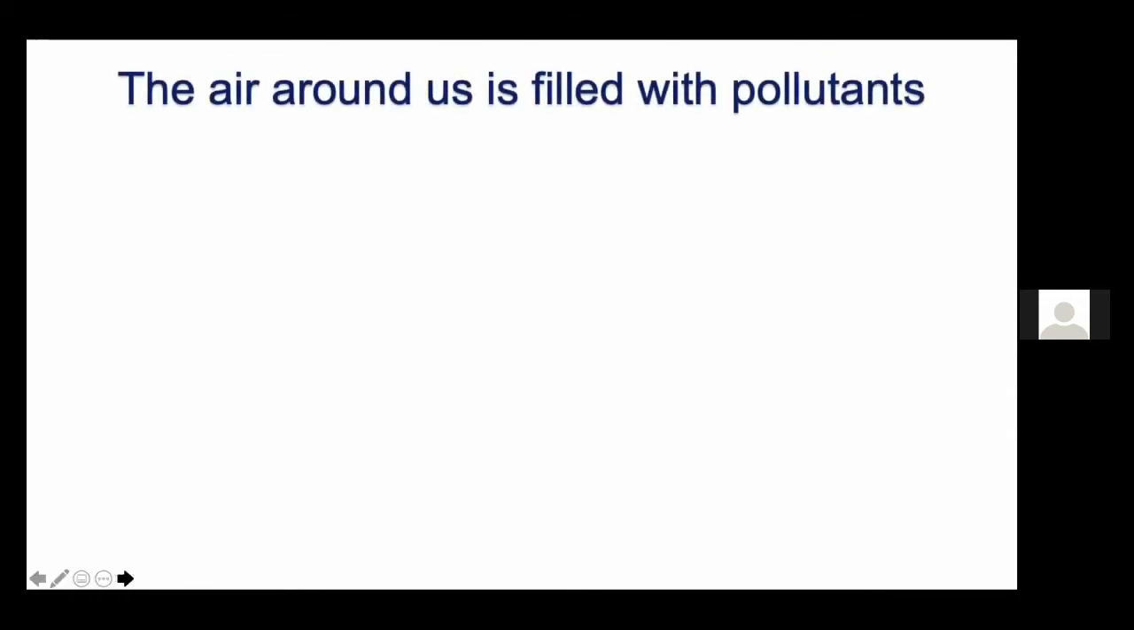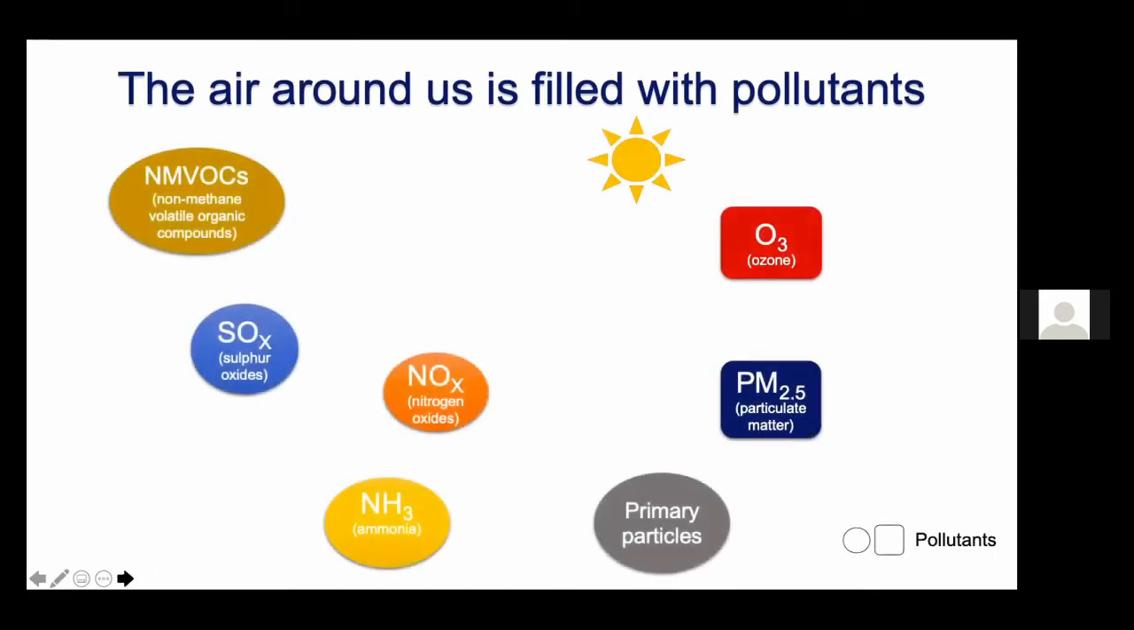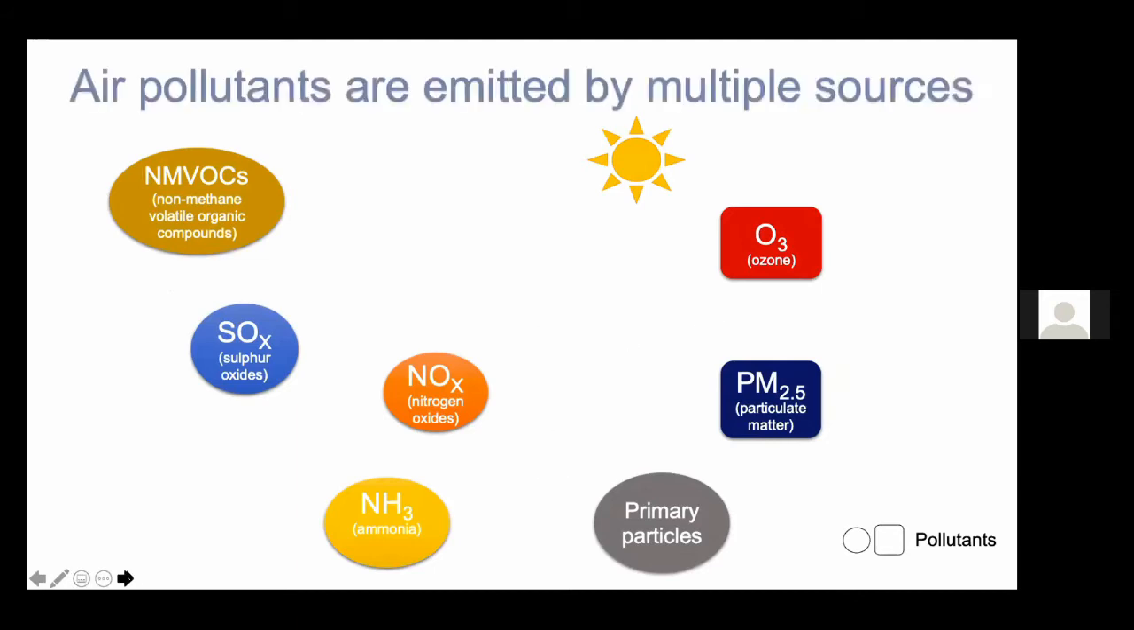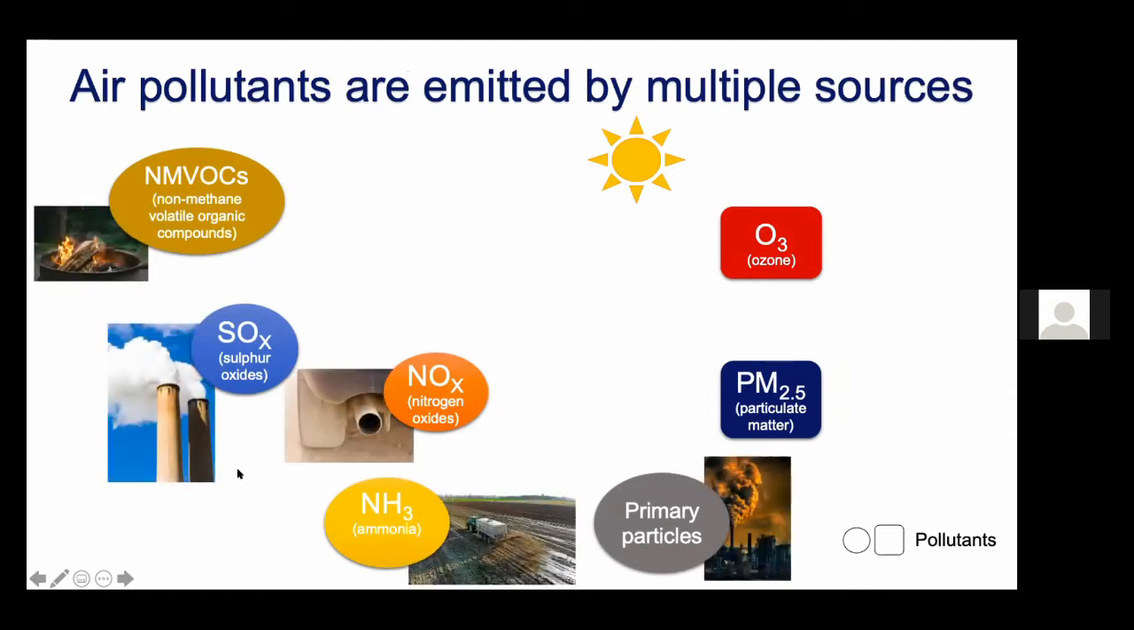Now, I'll take you through a crash course of chemistry just to get everybody some understanding. So the air we breathe is a cocktail of pollutants. You can have oxides of nitrogen, oxides of sulfur, ammonia, non-methane volatile organic compounds, or NMVOCs, ozone, particulate matter. Now, all of these air pollutants are emitted by multiple sources, can be industrial, agricultural, from domestic combustion, or from the vehicles you generally drive.